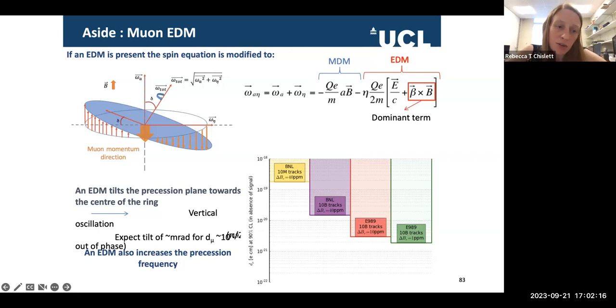So the way that you measure it is by looking for a tilt in the precession plane that's out of phase with the spin precession frequency. So you just look for up and down, and actually in the Fermilab experiment, because of the tracking detectors that they didn't have at Brookhaven, we should get an awful lot more tracks than they had, which means that we should be able to improve upon the electric dipole moment measurement by about 2 orders of magnitude.